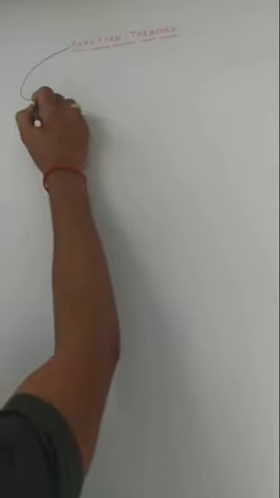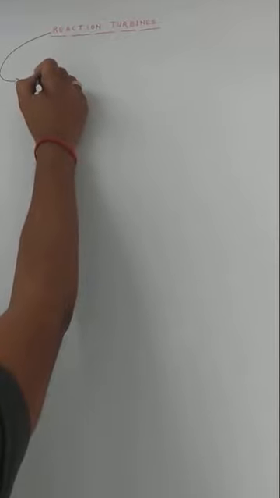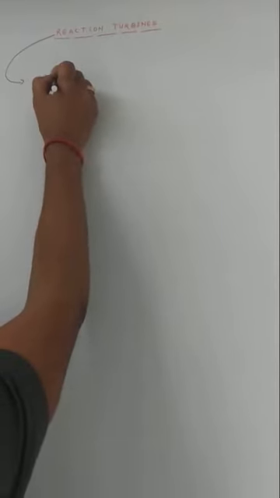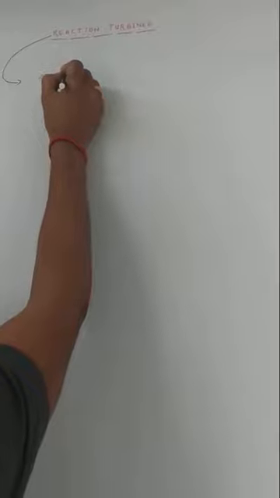In this video, we will see the description of reaction turbine, and we will also see the diagram of blade extension for the reaction turbine. In case of reaction turbines, the pressure drop takes place in the fixed blade and moving blade.